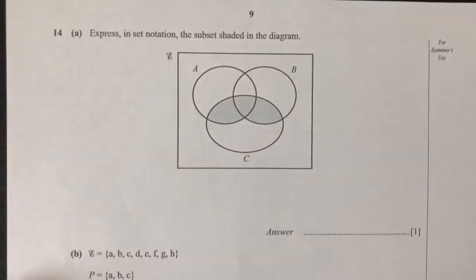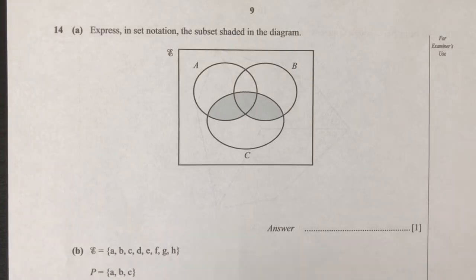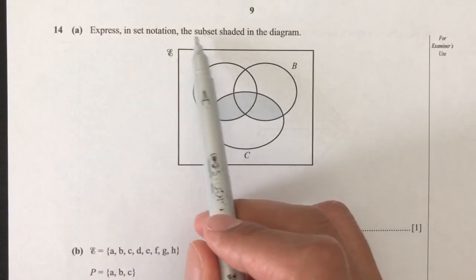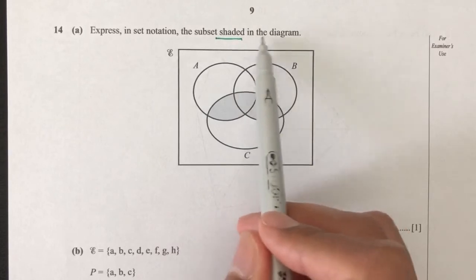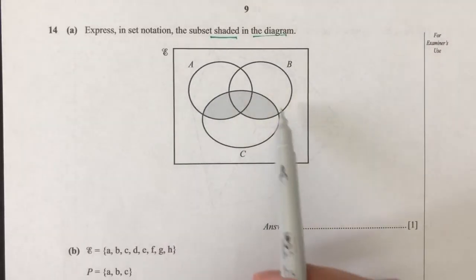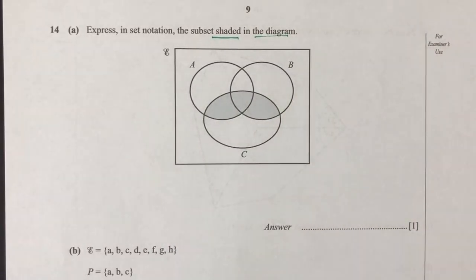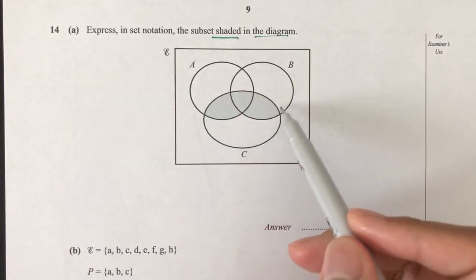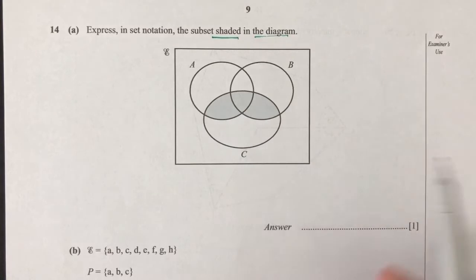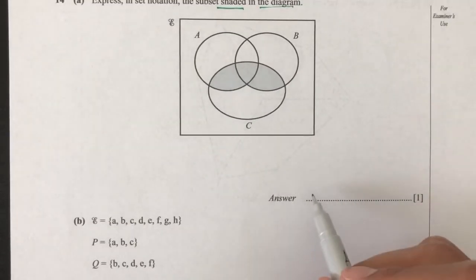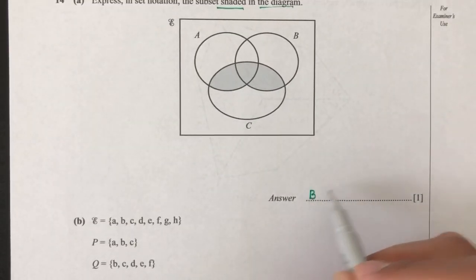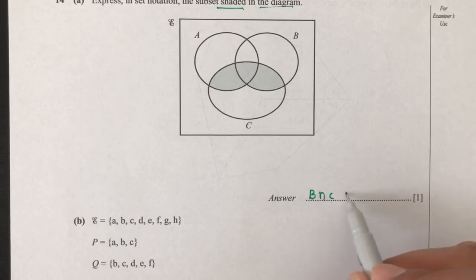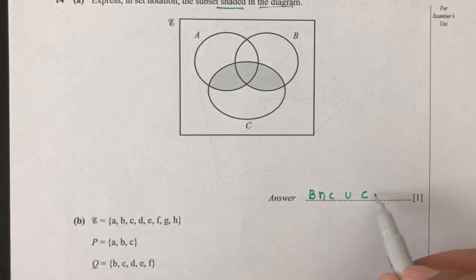Question number 14. Express in set notation the subset which is shaded in the diagram. So this is shaded. So what is the set of this? As you can see, this is shaded and this is also shaded. So I would write it as B intersection C union C intersection A.